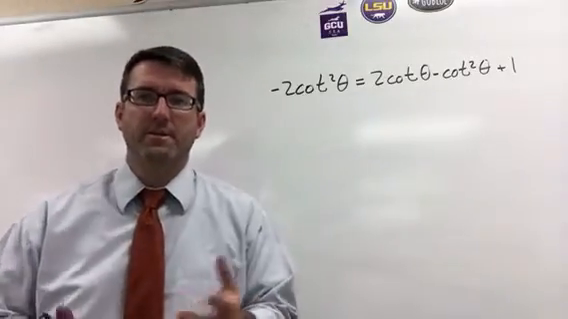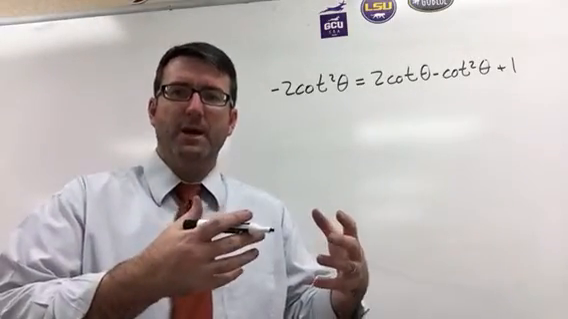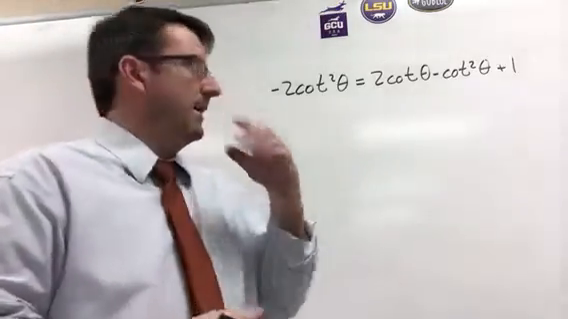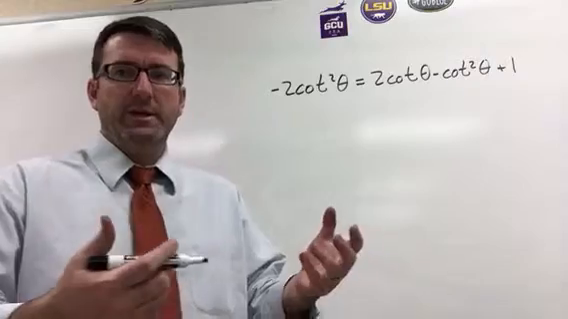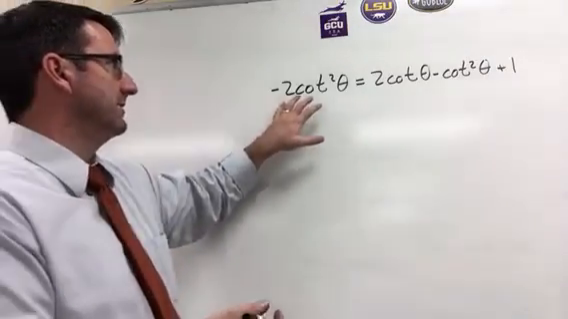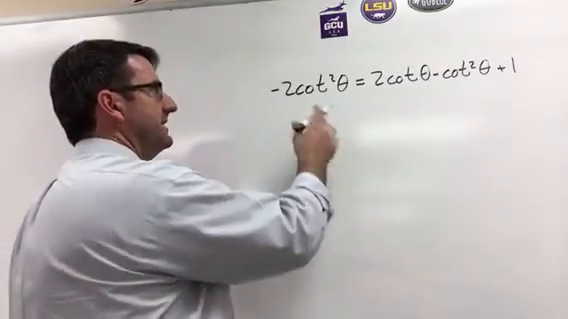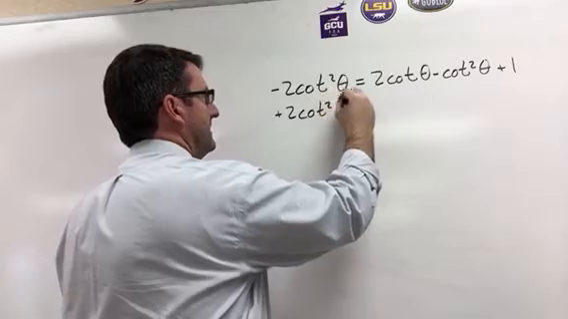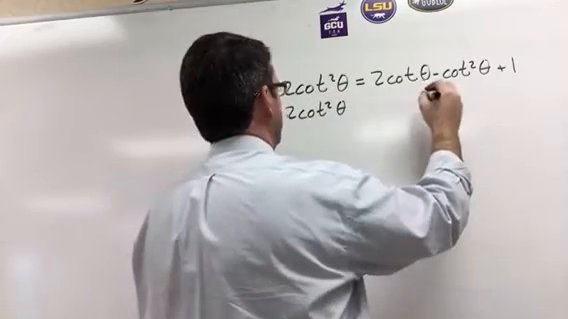All right, number 7 is another problem where we're going to want to get one side equal to 0 and then factor, and then use the zero product property to solve for theta. So step 1 is to get this equal to 0. So let's add 2 cotangent theta to both sides.